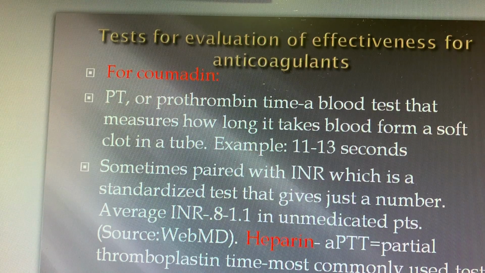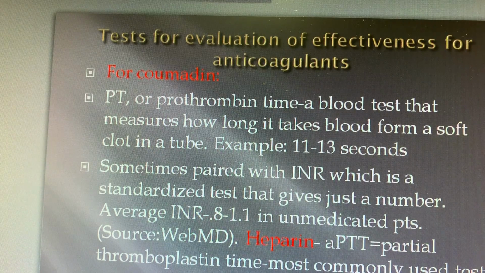This is the most commonly used test, but to speed things up, the lab will have an additive in the tube to make the clotting faster. That cuts in half the clotting time. And they'll use something like kaolin or another thickener.